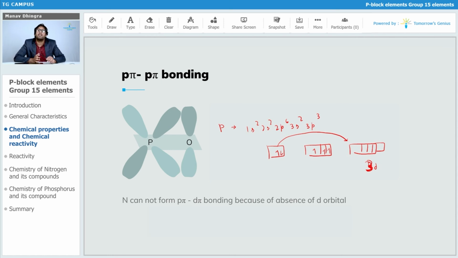Nitrogen cannot form the p-pi d-pi bond. Why? Because there are no d orbitals present in nitrogen. What is the electronic configuration of nitrogen? It is 1s2, 2s2, 2p3. Even afterwards, it will be 3s0, 3p0, and then 3d0. So because there are no vacant d orbitals present in nitrogen, it cannot form the p-pi d-pi bonding.